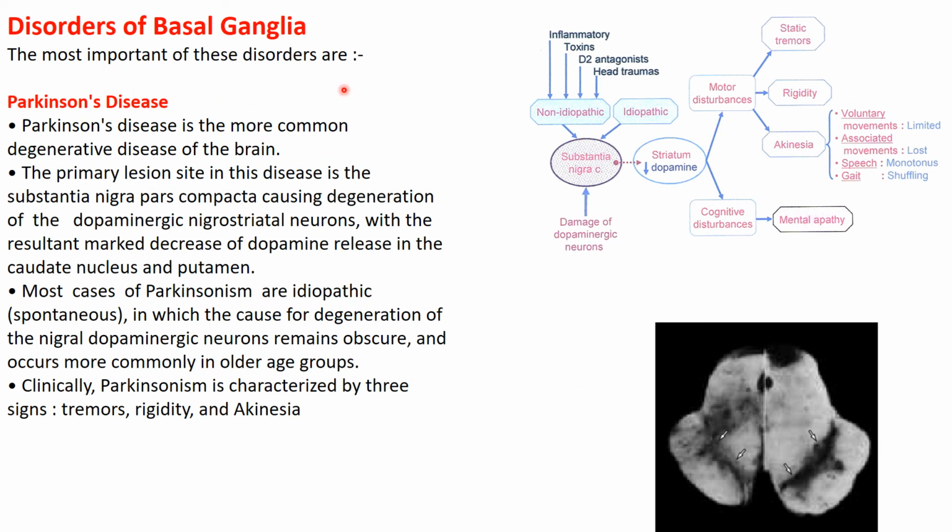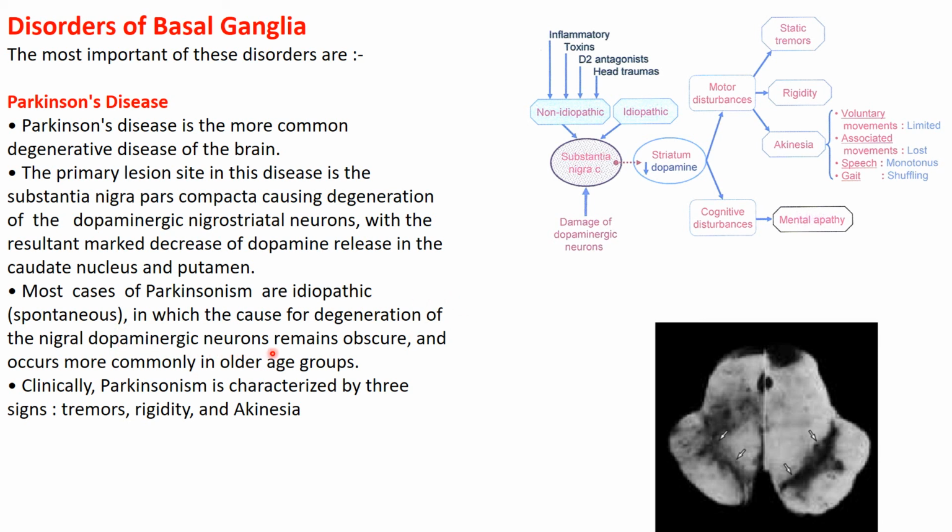Disorders of the basal ganglia. The most important of these disorders is Parkinson's disease. Parkinson is the more common degenerative disease of the brain, and the primary lesion is usually a degeneration affecting the nigrostriatal fibers, leading to decrease in the dopamine secretion in the striatum.